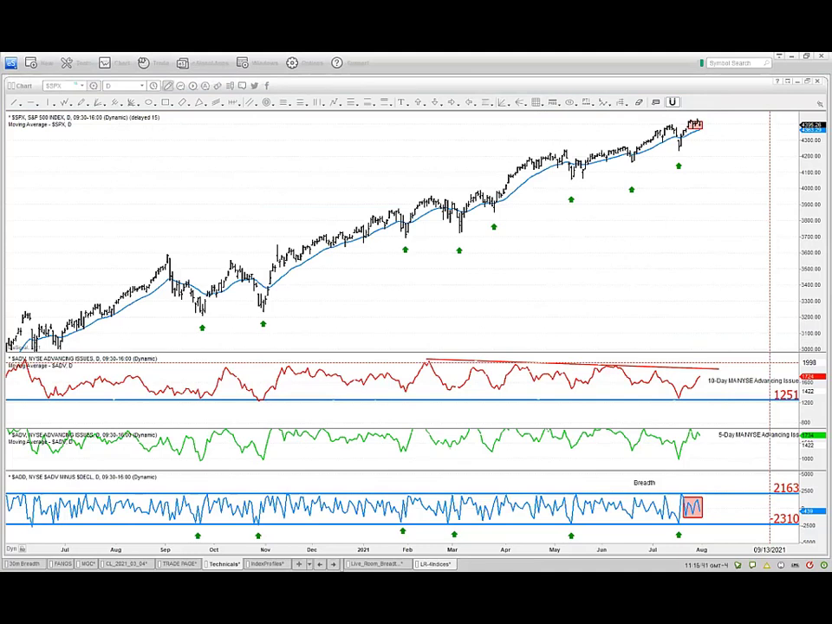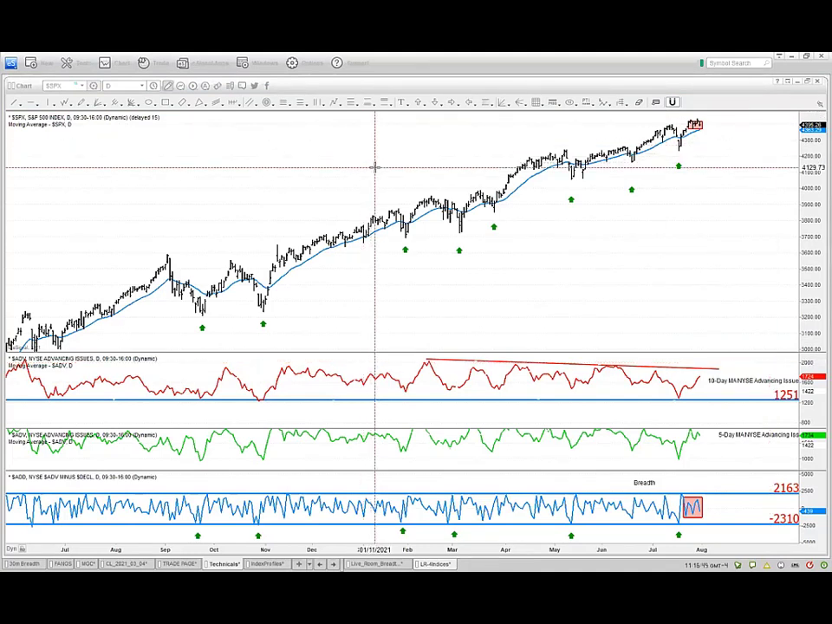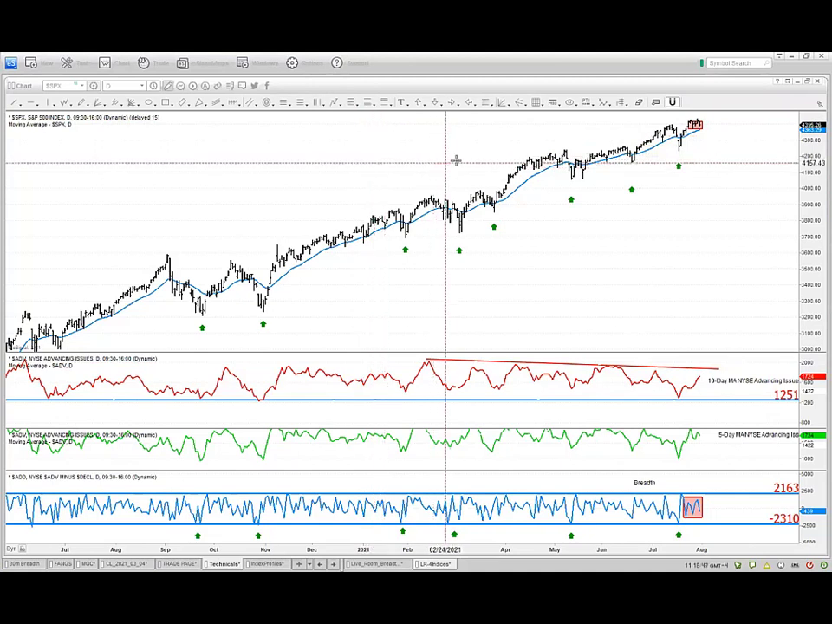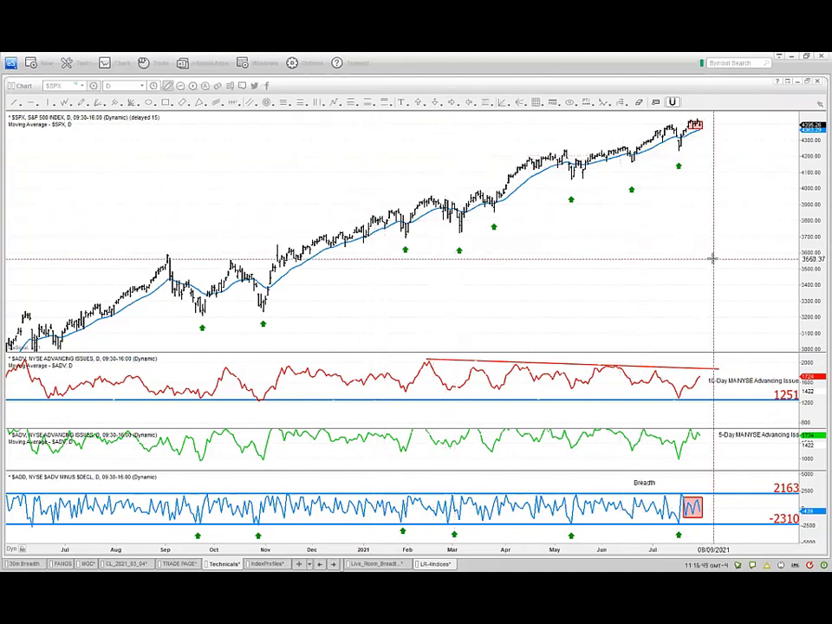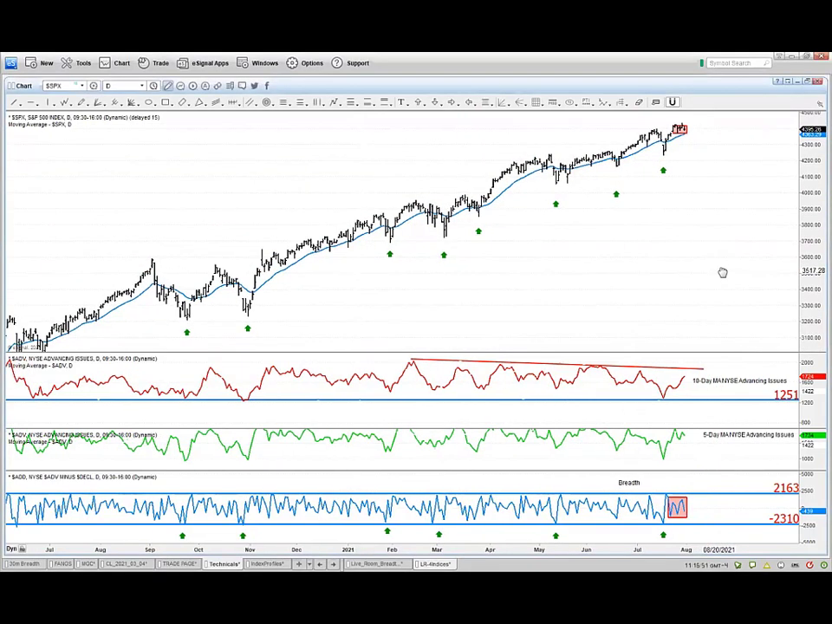Okay, now we get to a really, really interesting chart. This is the SPX, cash S&P, and below it are three very, very simple indicators. So this is a 10-day moving average of NYSE advancing issues. The green is a 5-day moving average of advancing issues. And the blue line is breadth. It's NYSE advancing minus declining issues.